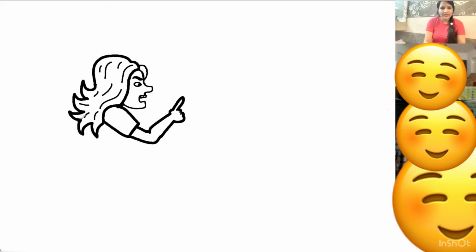Okay. Now let's draw. So from this part of the hair, we have to draw her back. Okay, so her body is bent a little. That's why we have drawn this curved line. This is her t-shirt. And this is how you will show the little bent body. She's not straight. Her back is bent a little. That's why we have drawn it like this.